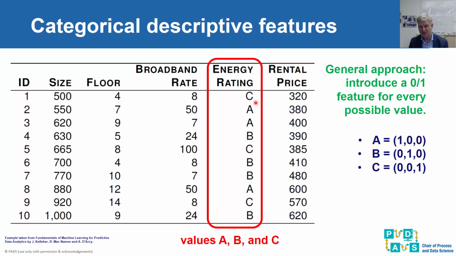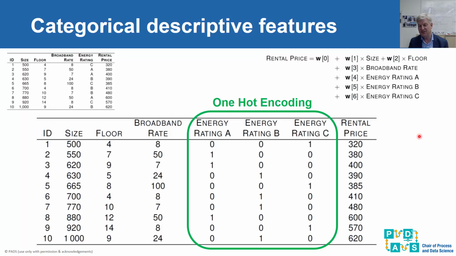Although we don't have numbers, we have this categorical feature, energy rating. One way to handle this is to encode all possible values as a kind of vector, and every element of this vector corresponds to a new descriptive feature. So the original descriptive feature, energy rating, is split into three separate features, one for every category. So this is the result.